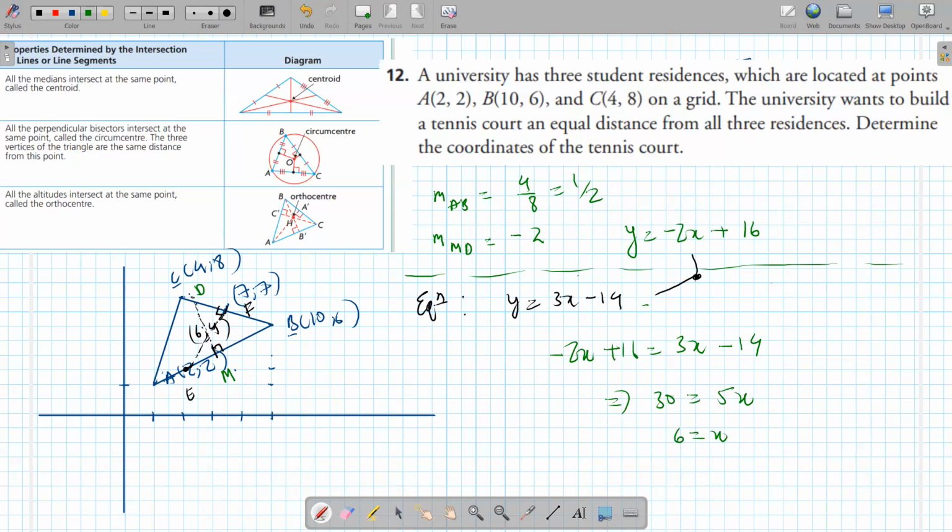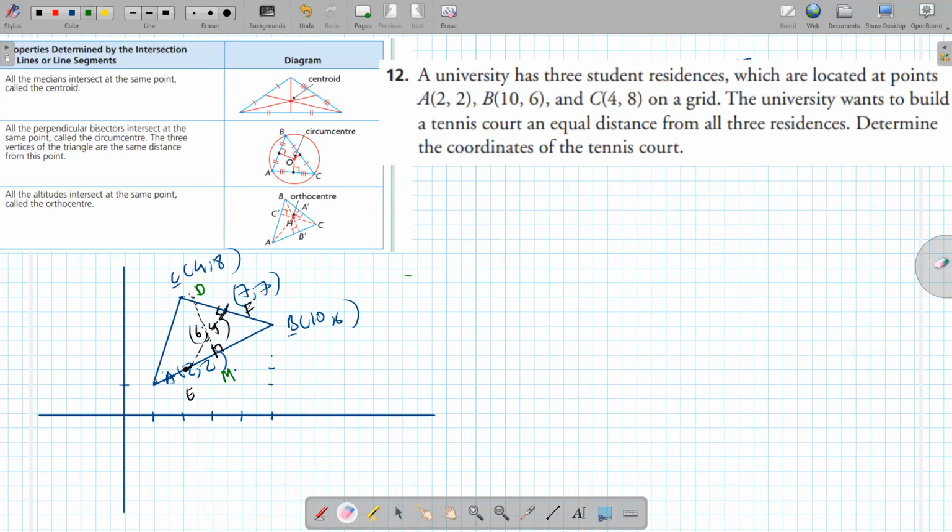To find the y value, just plug it in either one of them. 3 times 6 minus 14. That looks like it's going to be 4. So that point there is (6, 4). Okay, that is our circumcenter, (6, 4).